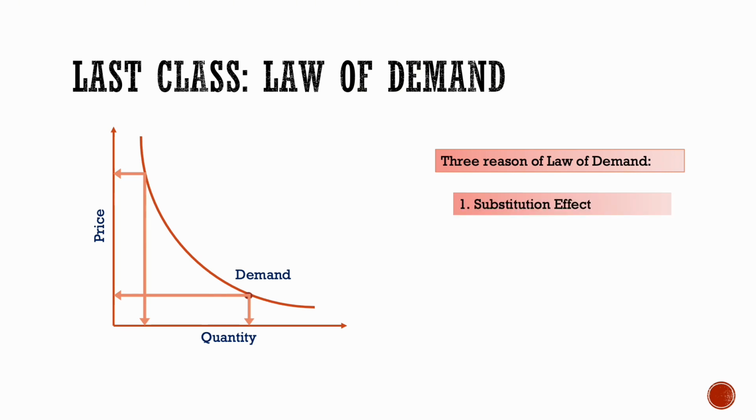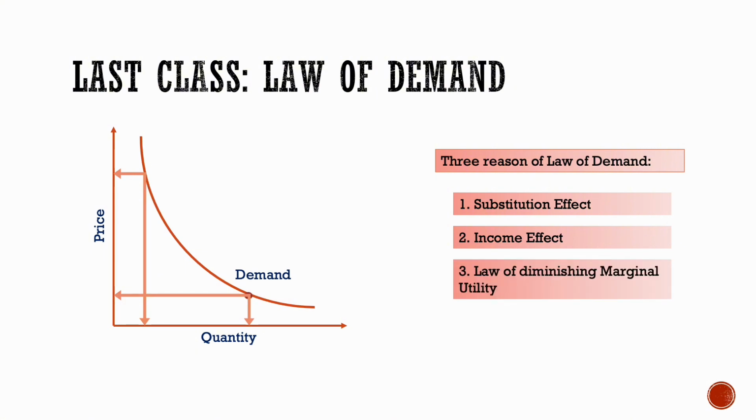The substitution effect. When the price of a good increases, consumers tend to substitute it with cheaper alternatives. The income effect. A decrease in price increases the purchasing power of consumers, leading to higher demand. The law of diminishing marginal utility. As a consumer consumes more of a product, the additional satisfaction from each unit consumed diminishes.